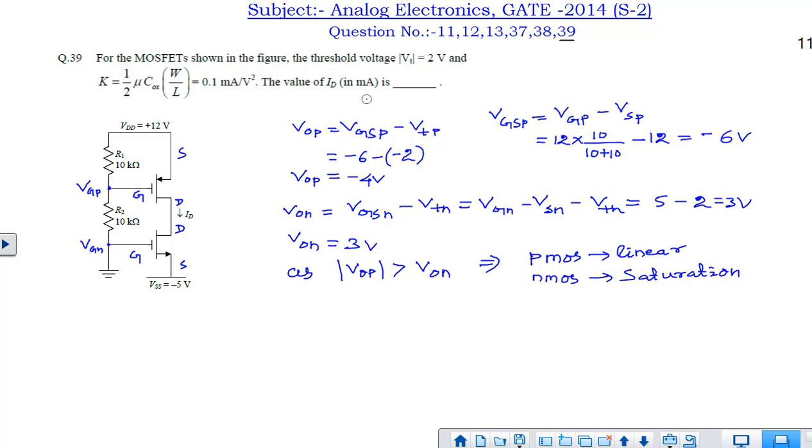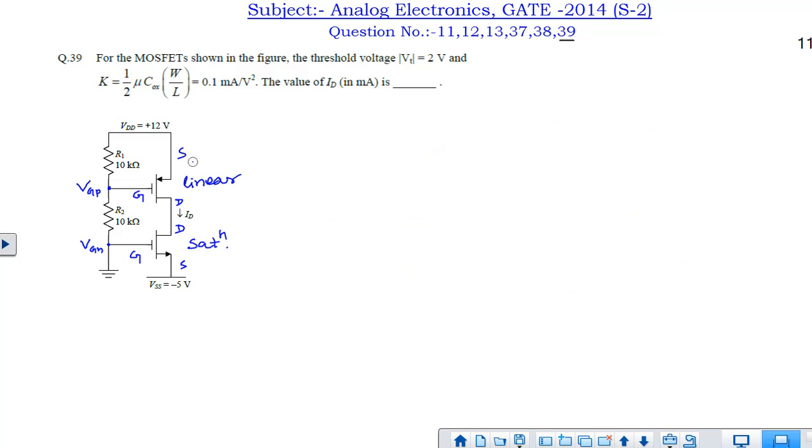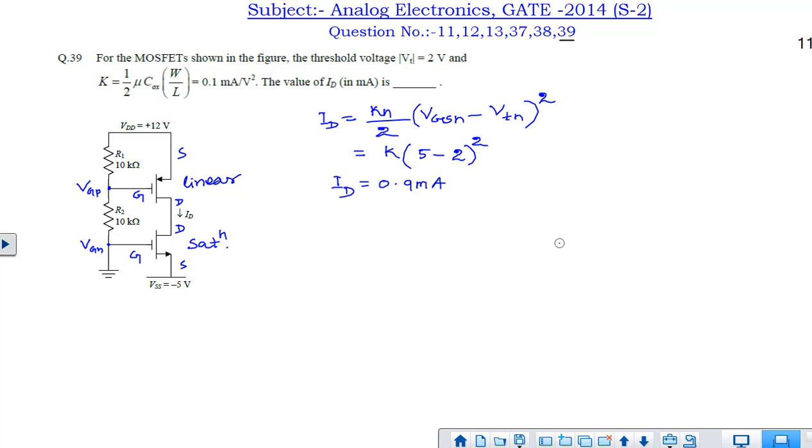In the circuit, we have to find out the ID current. We can easily find the ID current by applying the saturation equation for the NMOS transistor. Here the PMOS transistor is in the linear region and NMOS is in the saturation region, so we will apply the saturation current equation. That will be ID equal to Kn by 2 (VGSN minus VTN) square. VGSN is equal to 5 volt, VT is equal to 2 volt. We will substitute these two, along with the K value, which is also given as 0.5. So we will get the drain current ID equal to 0.9 milliampere. So that's the answer to question number 39.